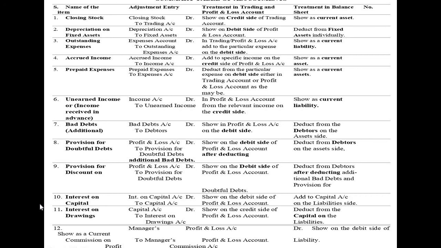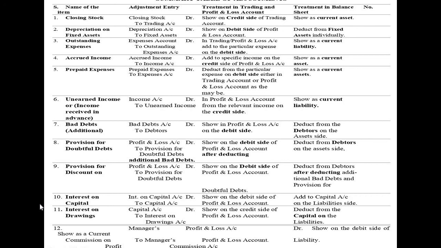The next is interest on capital. In order to see the real profitability of the business, it is desirable to charge interest on capital, treating it as a business expense. The journal entry is interest on capital account to capital account. The interest on capital is shown on the debit side of the profit and loss account and it is added to the capital on the liability side of the balance sheet.